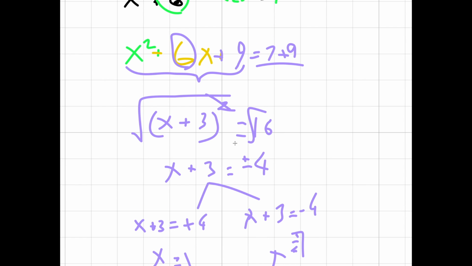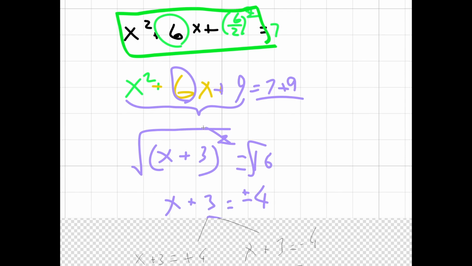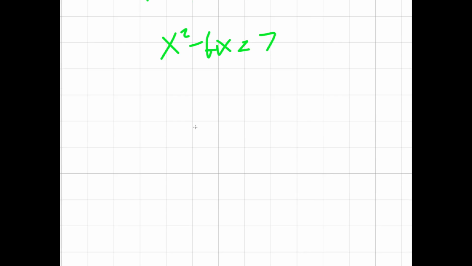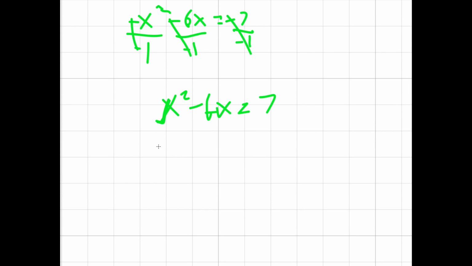There it is. Okay, so we're just going to get the same answers from before, which were x is equal to 1 and x is equal to negative 7. So the solutions here are x is equal to 1 and x is equal to negative 7. Okay, so now we have this, and that is a really good tool, well, completing the square is, for solving quadratic equations.